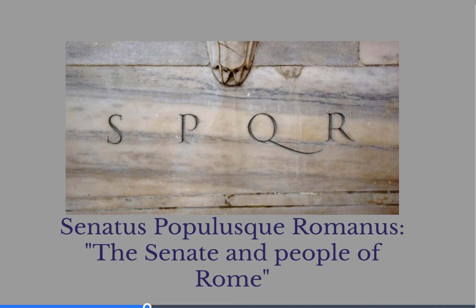Anywhere you go, even in Rome today, you see this phrase SPQR. And the translation of this is a Latin phrase, Senatus Populus Romanus, the Senate and people of Rome. So everyday people felt very connected to their government.